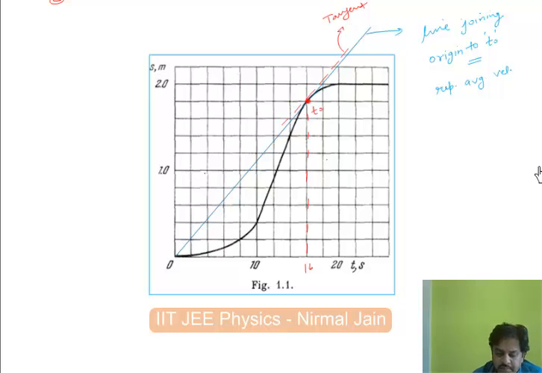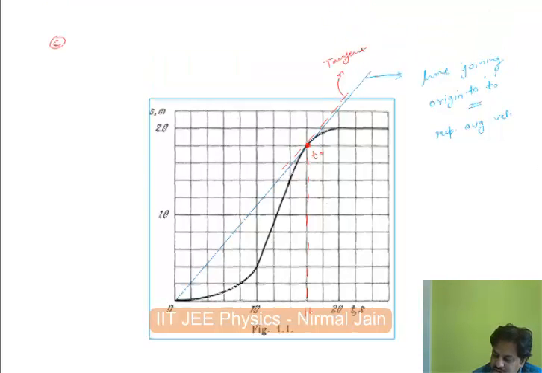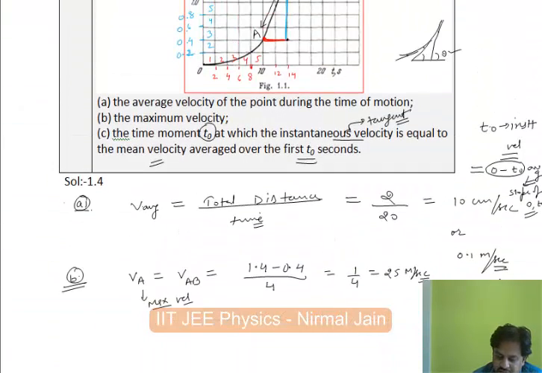Now in part C, we have to find the time moment t naught at which the instantaneous velocity, which is always found using the slope of the tangent, is equal to the mean velocity.